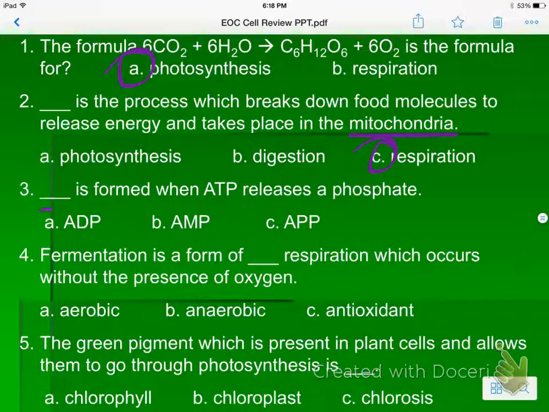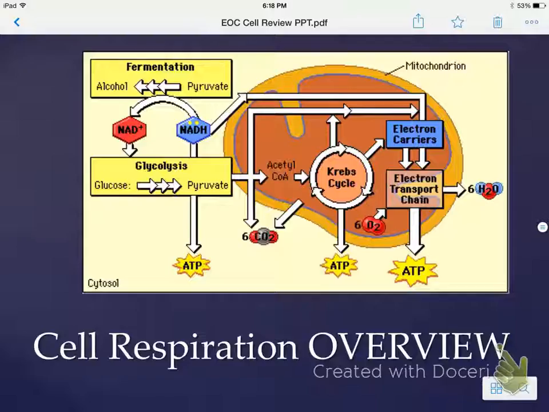We just talked about that: ADP, because it's diphosphate. Fermentation is a form of blank respiration which occurs without the presence of oxygen. That's anaerobic. And then the green pigment present in plant cells that allows them to go through photosynthesis: chlorophyll.